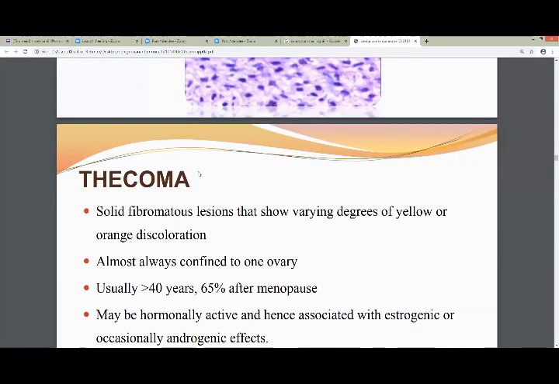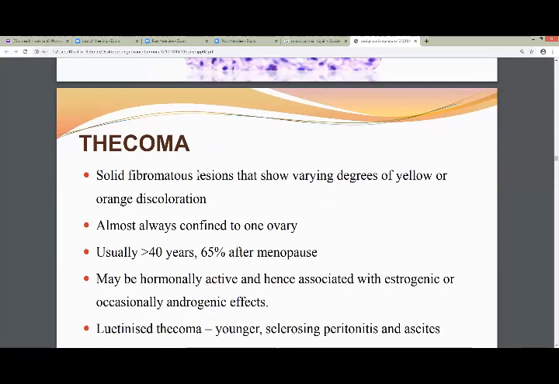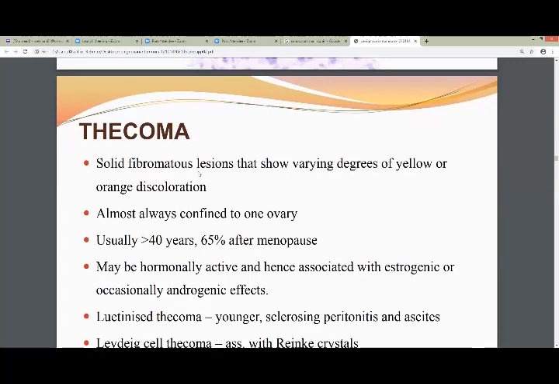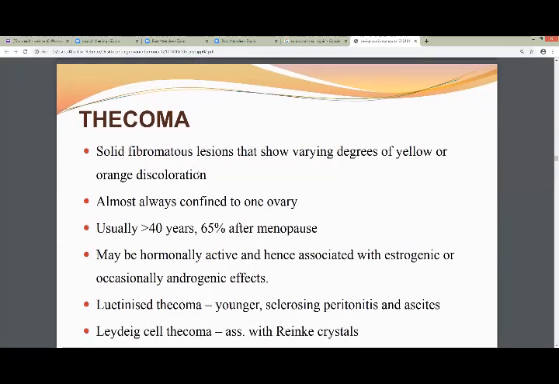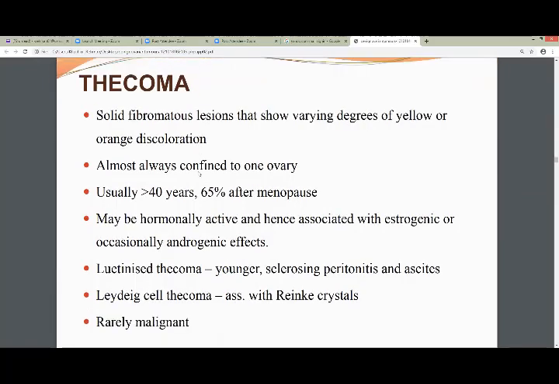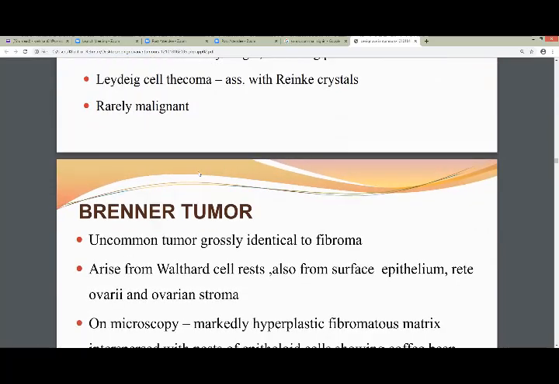Now coming to thecoma. These are solid fibromatous lesions that show varying degrees of yellow or orange discoloration. Thecomas, as the name indicates, are almost always confined to one ovary. Usually they present in women more than 40 years of age. 65% are after menopause, may be hormonally active and hence associated with estrogenic or occasionally androgenic effects. Luteinized thecomas, when the lutein production is more, occur in younger women, and can be associated with sclerosing peritonitis and ascites. Lipid cell thecomas can also be present. They are rarely malignant. Then comes the Brenner tumor.